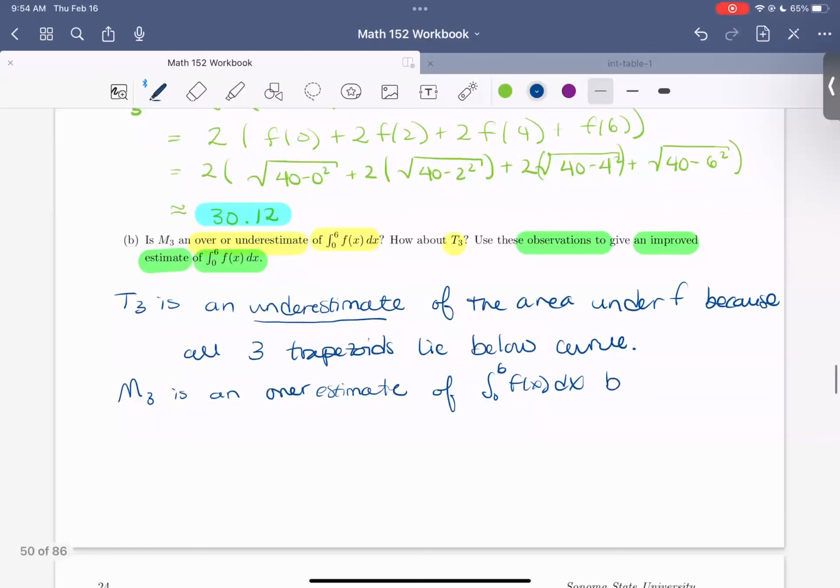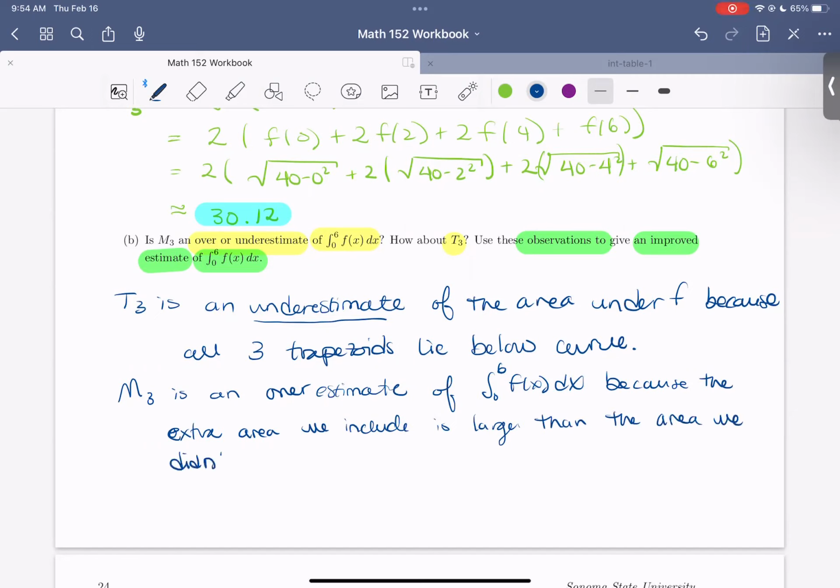And why is that? Because the extra area we include is larger than the area we didn't include, which we wanted to, or which we were approximating in each rectangle.